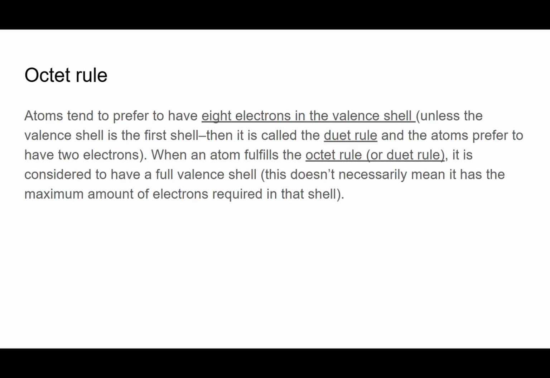So now we need to talk about the octet rule. Atoms tend to prefer to have 8 electrons in the valence shell, unless the first shell is the valence shell. Because the first shell can only have a maximum of 2 electrons, it's called the duet rule, and the atoms prefer to have 2 electrons. When an atom fulfills the octet rule, or the duet rule, it is considered to have a full valence shell. That doesn't necessarily mean it has the maximum amount of electrons required in that shell. Also note that there are exceptions to this rule.